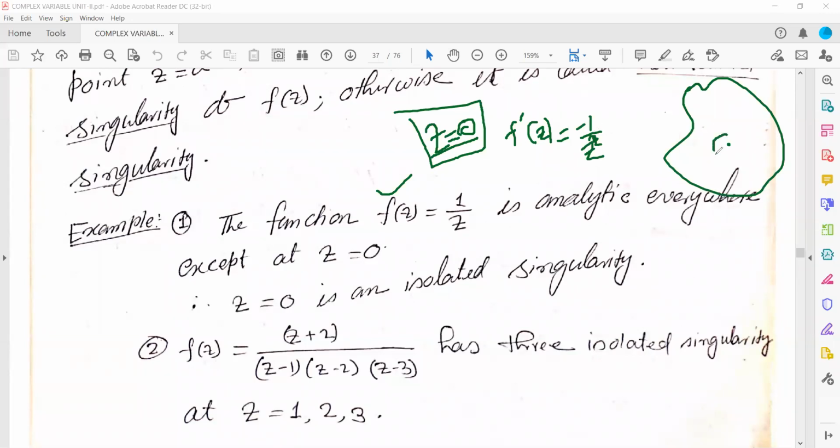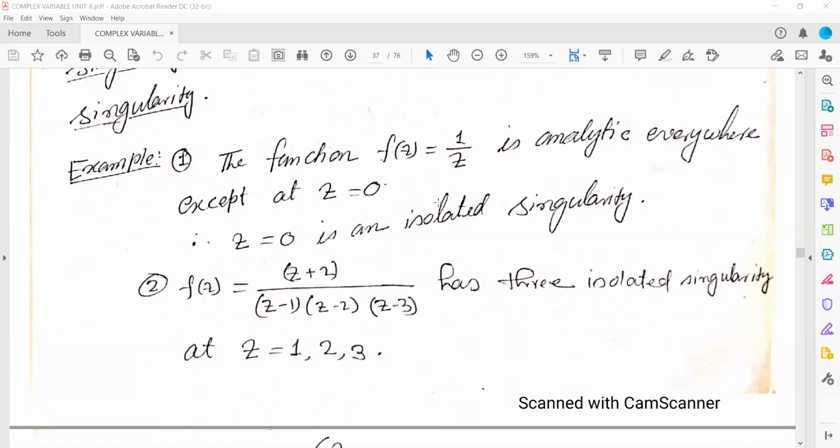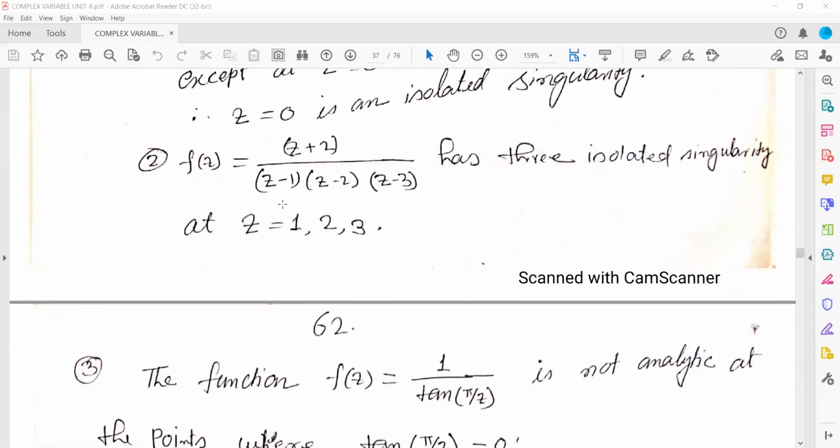And even if you draw a small circle, obviously there will be no other singularity within this circle, because this function has only one singularity. And so that singularity is called isolated. Similarly, if you see the next problem, f(z) is equal to z plus 2 by (z minus 1)(z minus 2)(z minus 3).